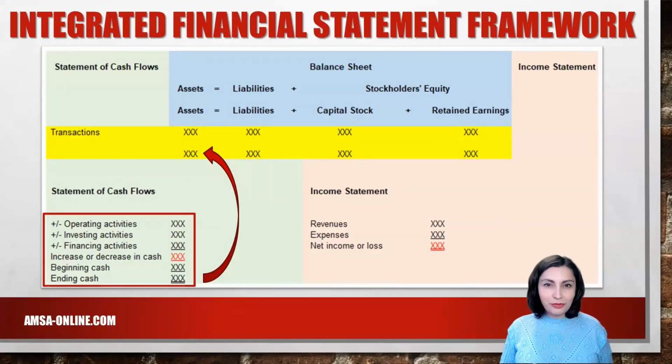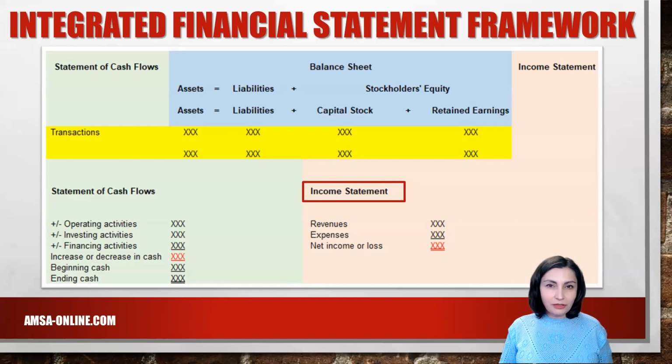The cash at the beginning of the period, plus or minus the cash flows from operating, investing, and financing activities during the period, equals the end of the period cash. This end of the period cash amount is reported as an asset on the balance sheet. Therefore, the statement of cash flows is integrated with the balance sheet.